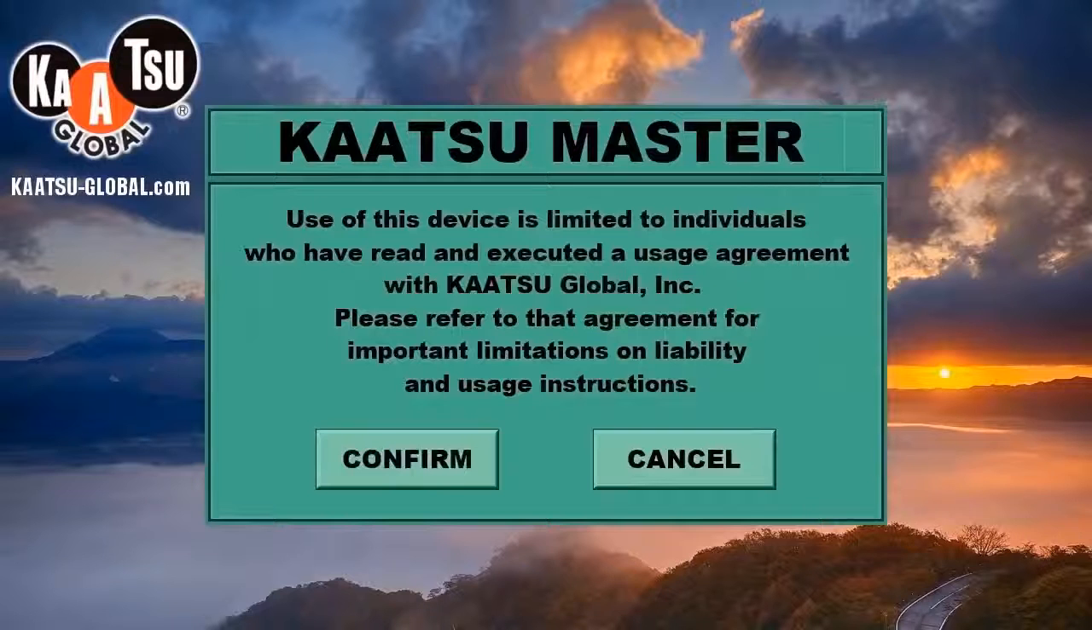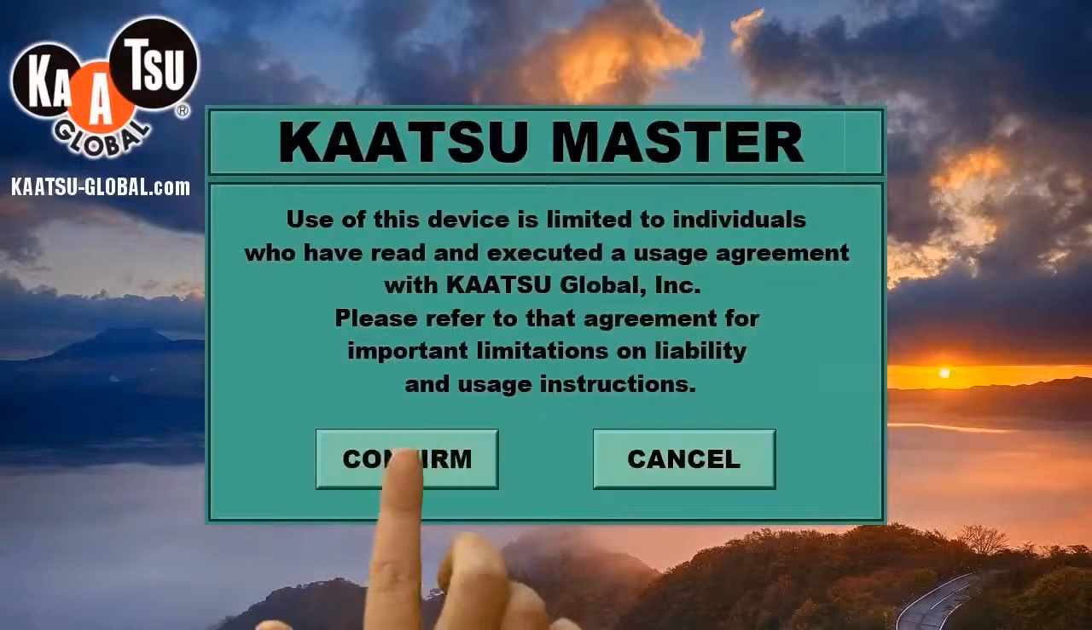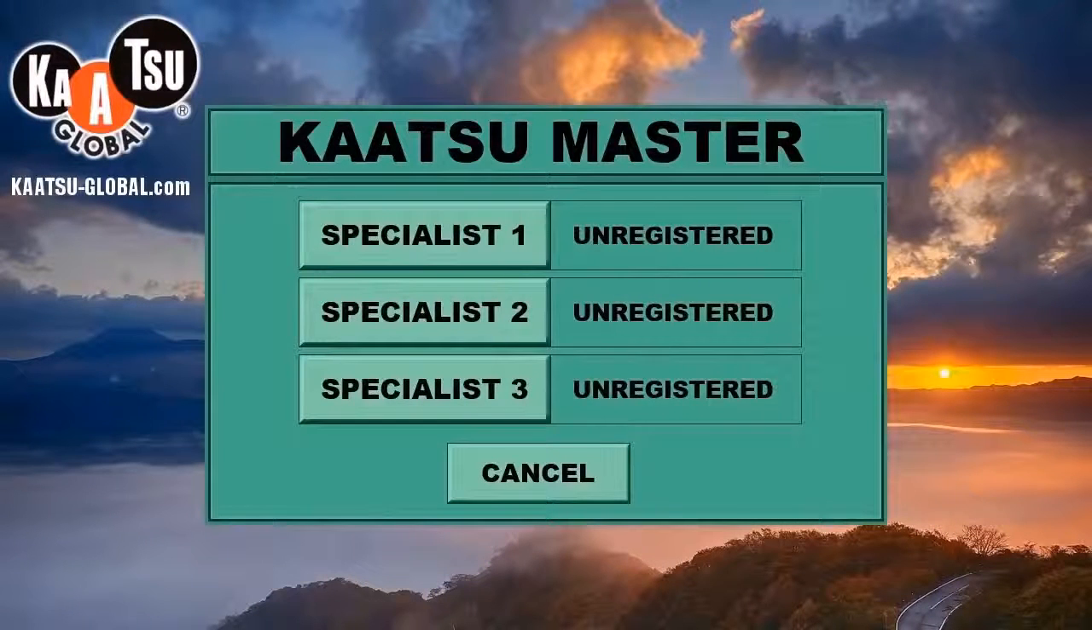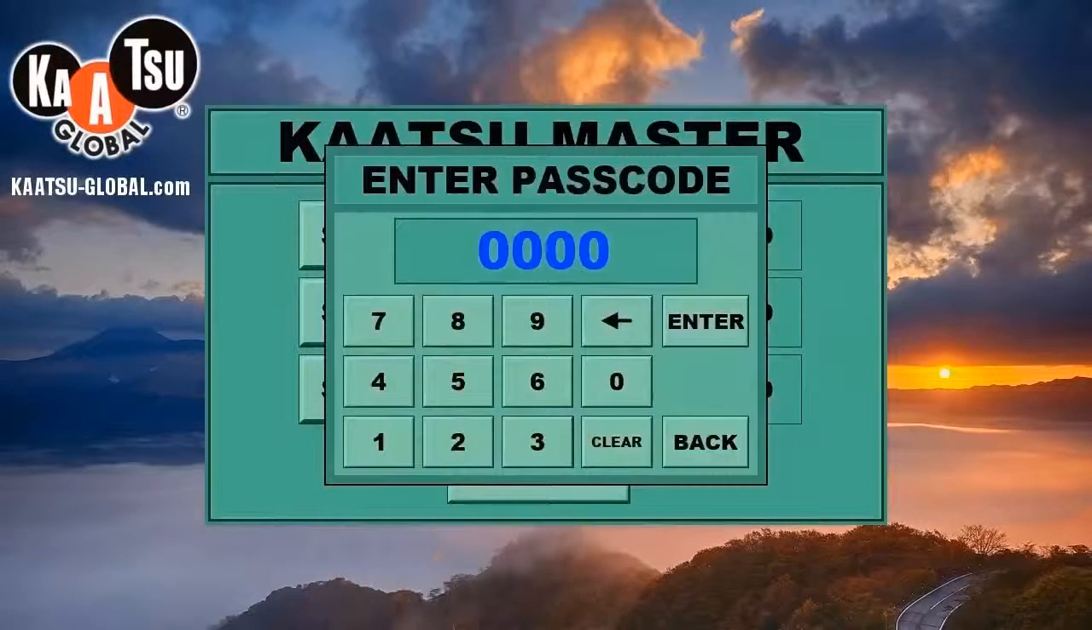On the KAATSU Master, the light green buttons are action buttons. Each KAATSU Master can be used by 3 different KAATSU specialists. At first, each KAATSU specialist is unregistered and must be registered. Press Specialist 1 to register the first KAATSU specialist.